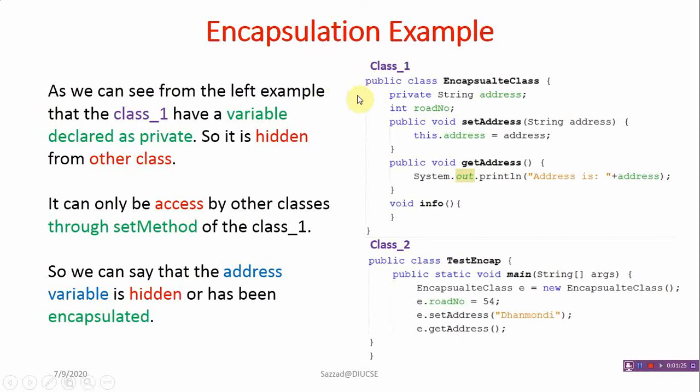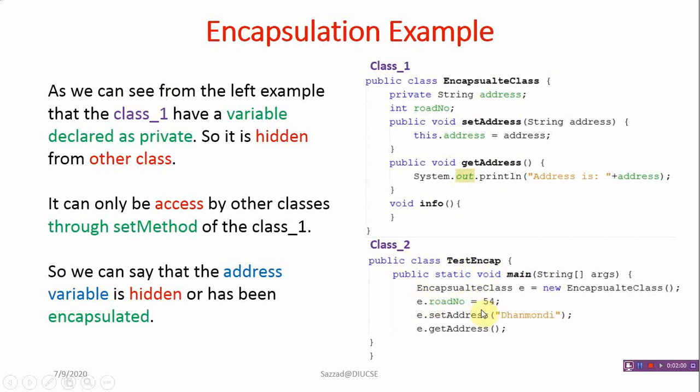You can see there are two classes, class 1 and class 2. The first class is named the encapsulation class. There is an attribute which is declared as private and another attribute which is declared as default. As you know, if we do not mention any access modifier, it is treated as default. Then if we try to access the first one, the address attribute, what happens? It cannot be accessed from another class.